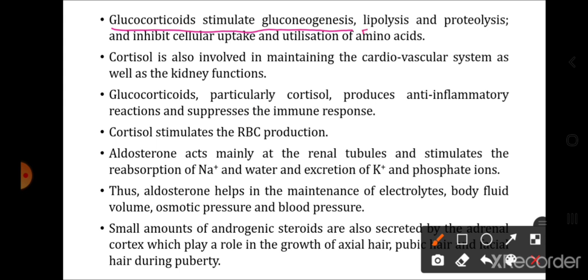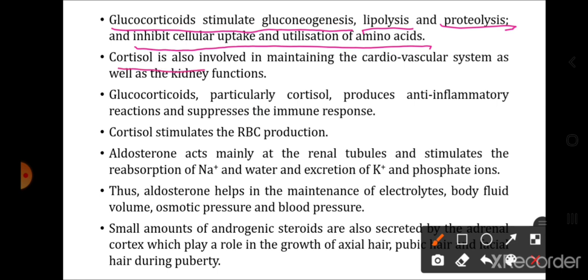Lipolysis, breakdown of lipids. Proteolysis, breakdown of proteins. And it also inhibits the cellular uptake and utilization of amino acids. Because it will convert the amino acids into what? It will convert them into glucose.